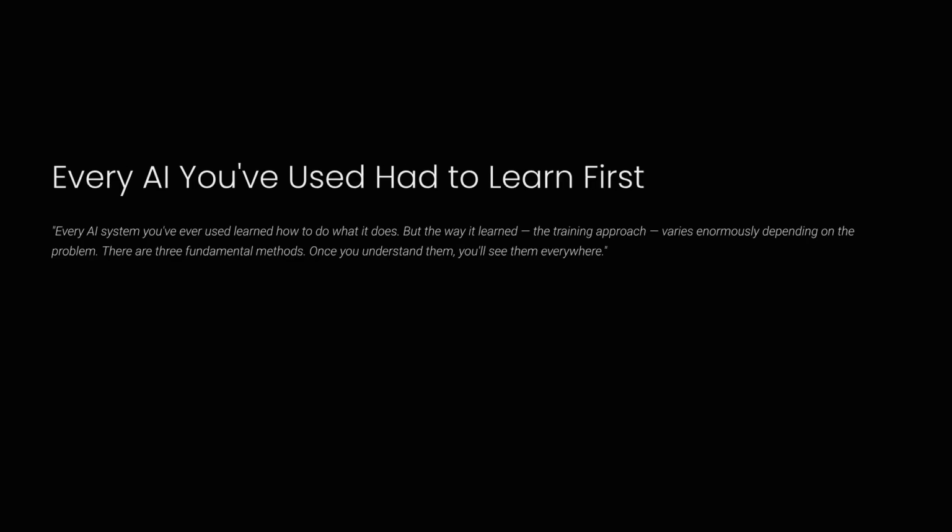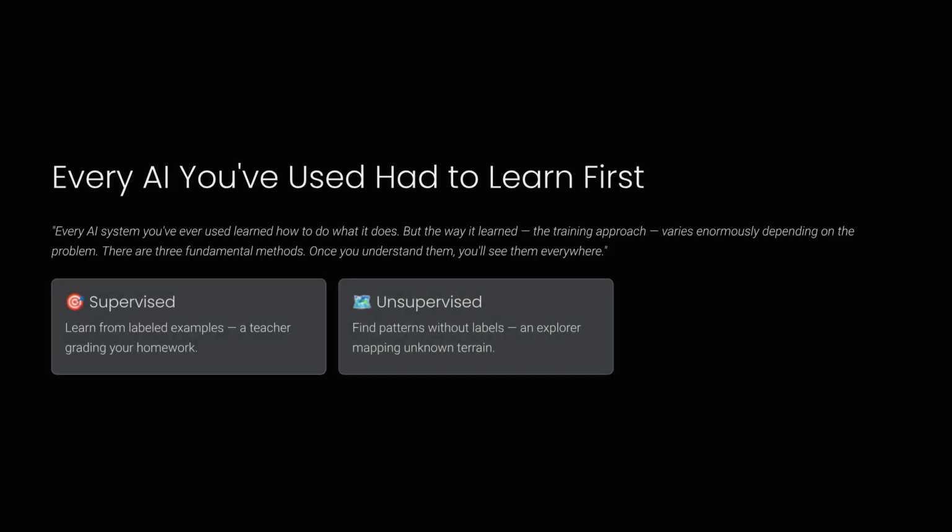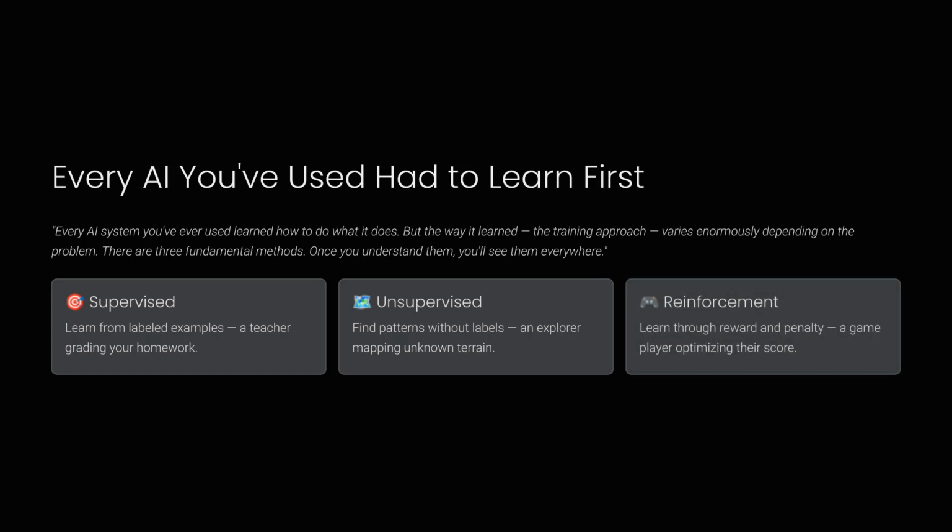Every AI system has to learn, and the training approach varies by problem. The 3 methods are supervised learning, like a teacher grading homework, unsupervised learning, like exploring unknown terrain, and reinforcement learning, like a game player optimizing their score.